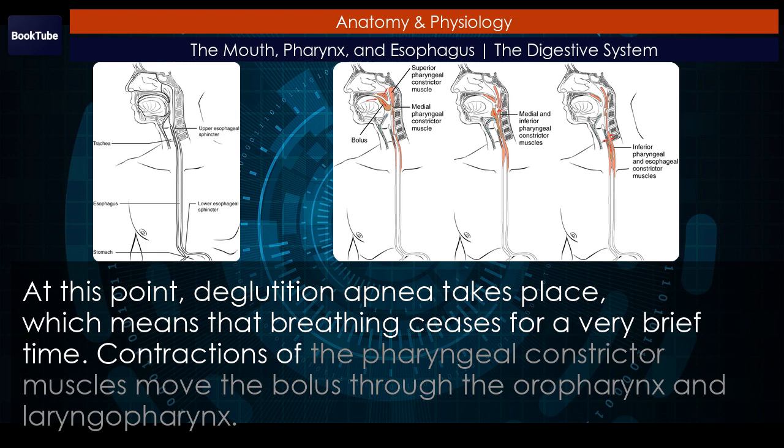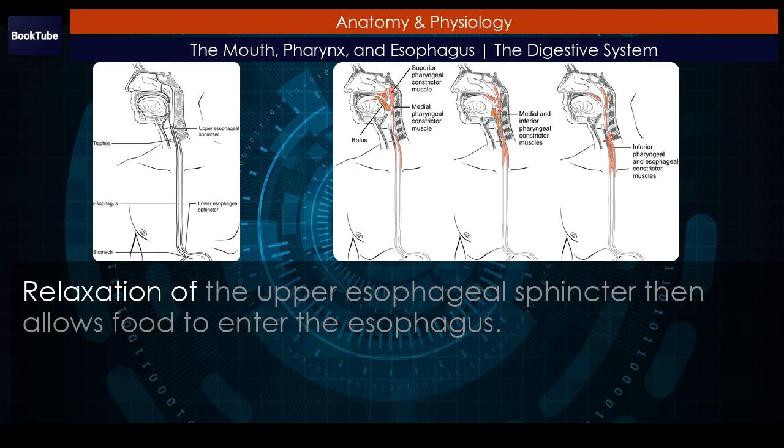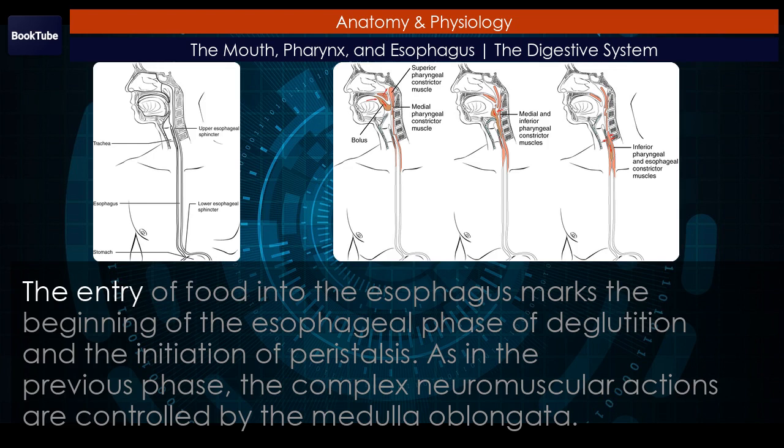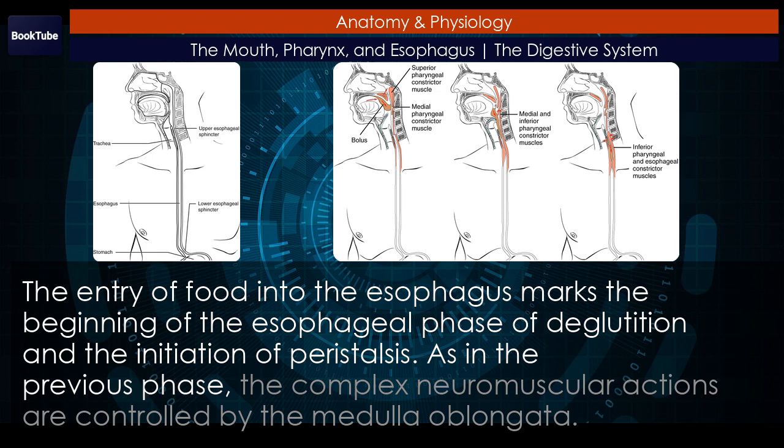Contractions of the pharyngeal constrictor muscles move the bolus through the oropharynx and laryngopharynx. Relaxation of the upper esophageal sphincter then allows food to enter the esophagus. The esophageal phase. The entry of food into the esophagus marks the beginning of the esophageal phase of deglutition and the initiation of peristalsis. As in the previous phase, the complex neuromuscular actions are controlled by the medulla oblongata.